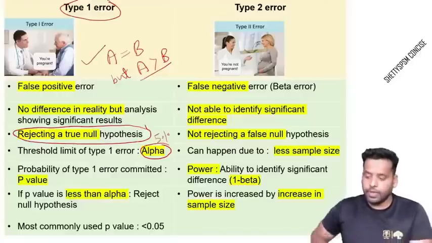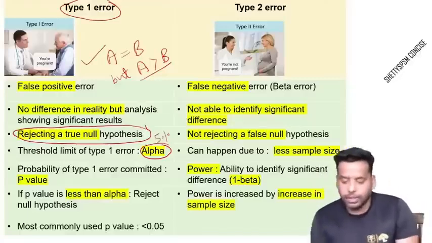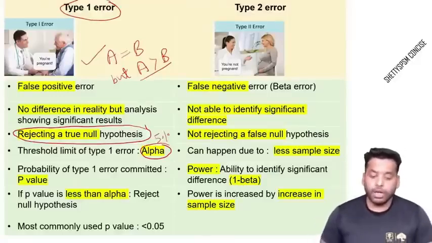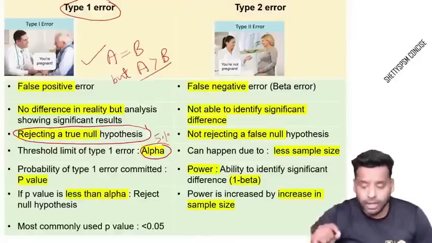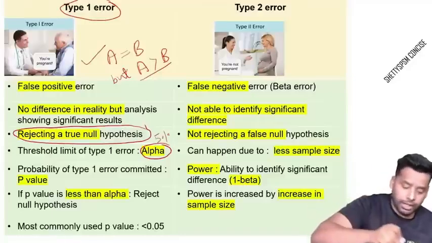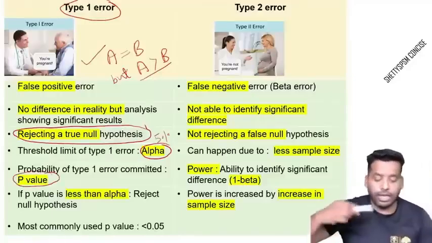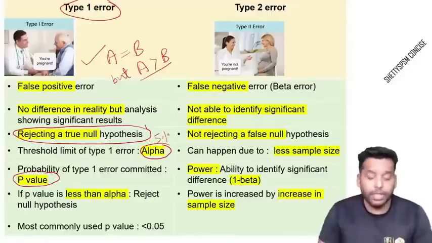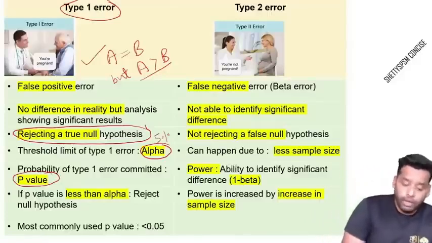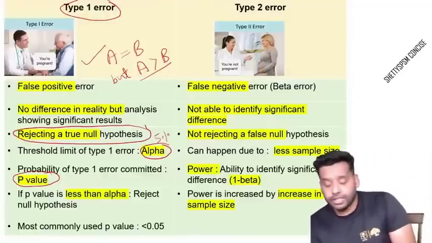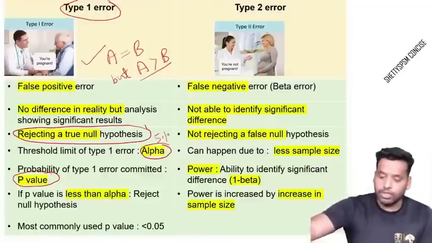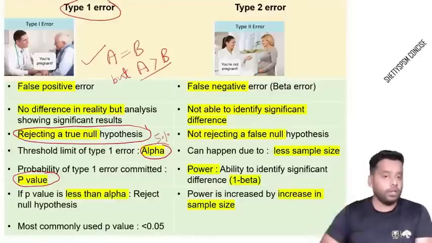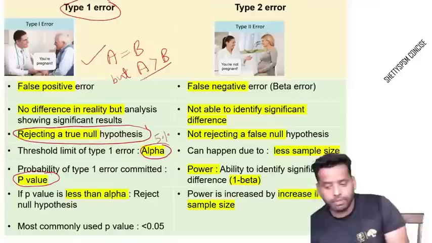If 5% is the upper limit, based on that you are doing the study, but how much error you exactly committed in the study, which value will tell it? After doing analysis, after doing tests, one value you get, that is p value. P value will indicate how much error is exactly committed in the study.